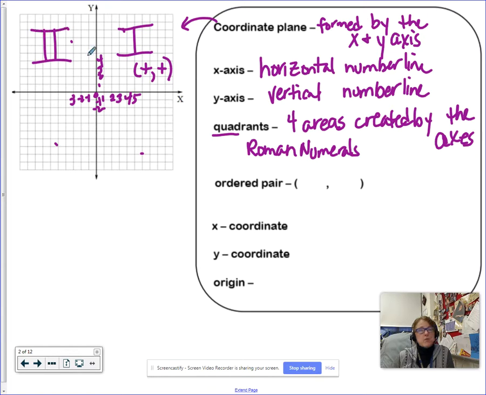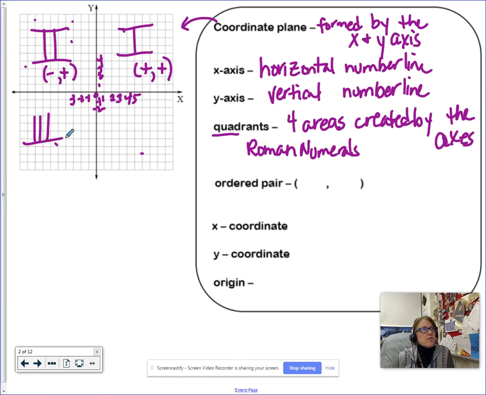Now, we move counterclockwise as we number these. So here's quadrant 2. And if I took a look at any of these points here, I would find a pattern that my x coordinate, because I'm to the left of 0, the x coordinate's negative. My y coordinate, the vertical, I'm above the origin, so I'm at a positive value for y.